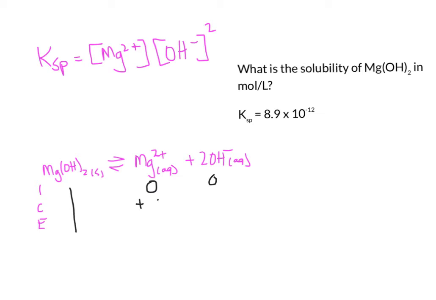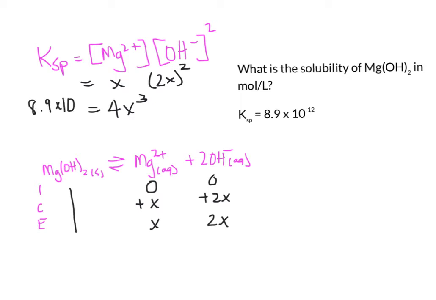Okay, and you can see that the changes here are going to be easy. So we're going to have x here and 2x here. And then when we put those into the equilibrium expression, don't forget to square this one, we're going to end up with 4x to the third. And you might say, but that's cubed. Yeah, but it's super easy because all you're doing is setting this equal to the KSP value. You just divide by 4, take the cube root, and then you'll have your value, which is 1.3 times 10 to the negative 4th molar.